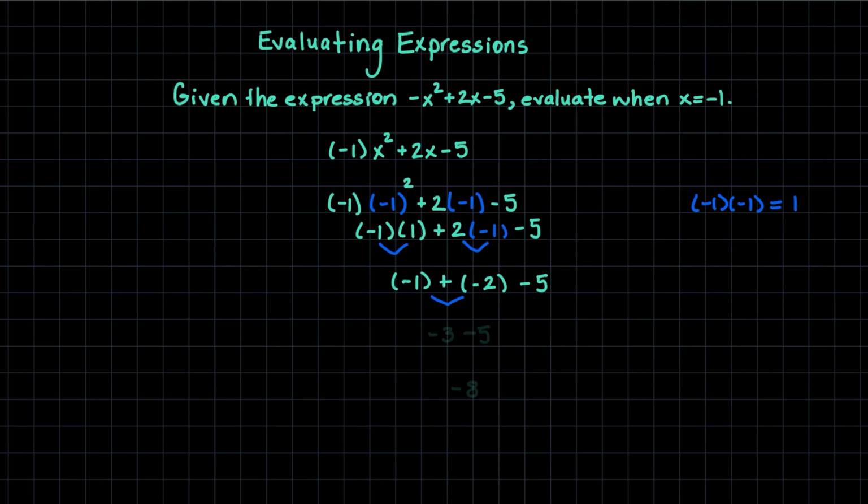Negative 1 plus negative 2, negative 3, minus 5, and negative 3 minus 5 is negative 8. So we have evaluated this expression. When x is equal to negative 1, this expression is negative 8.